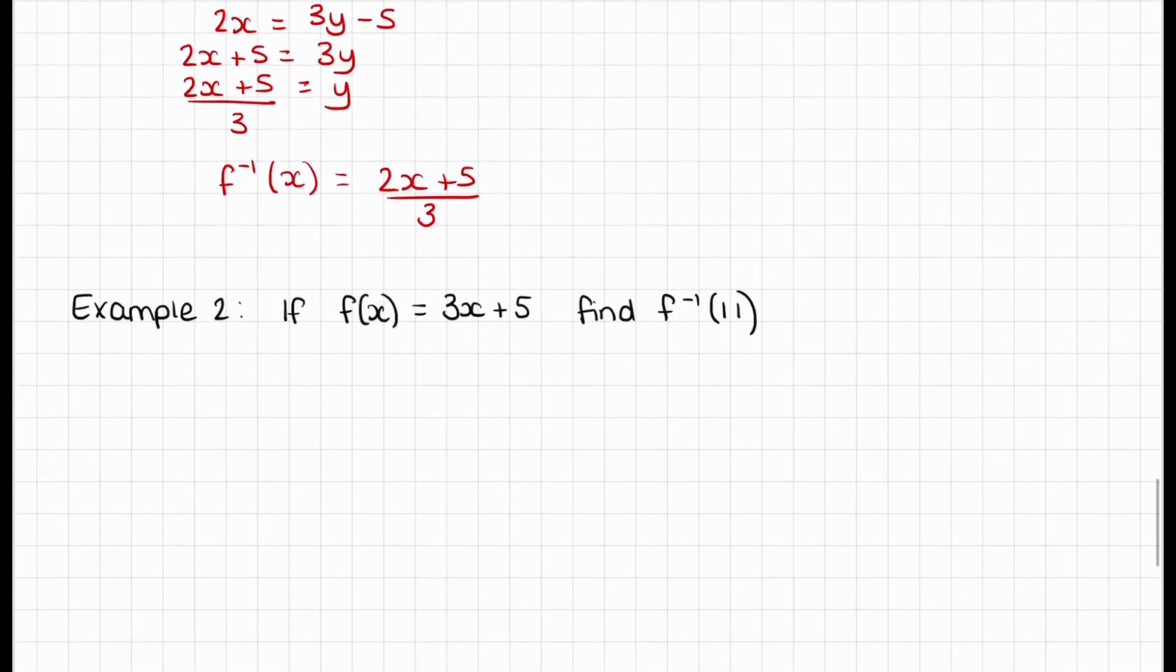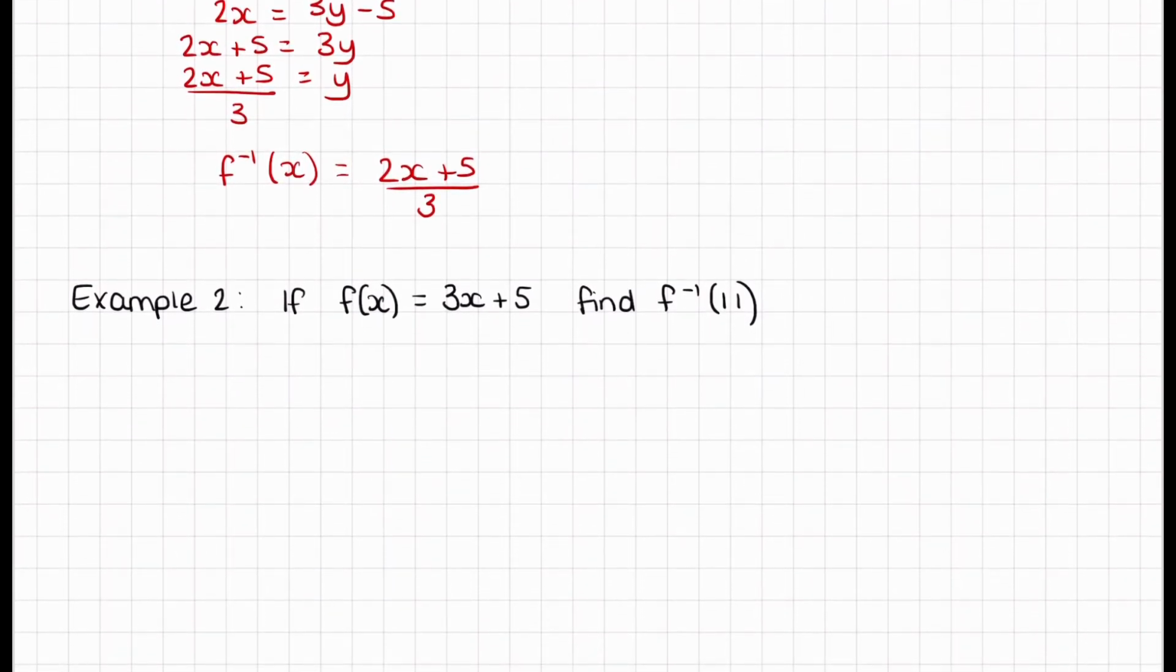Example 2, if f of x equals 3x plus 5, find the inverse at 11. Now, there are two ways you can solve this, an easy way and a harder way. I'm going to do the hard way first because that's the way most of you will approach it. And that is you'll find the inverse and then input 11.